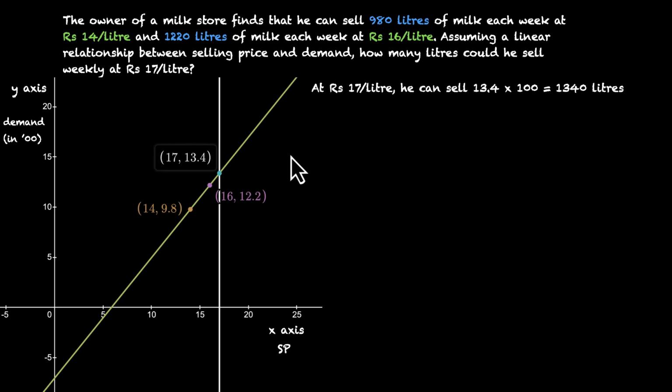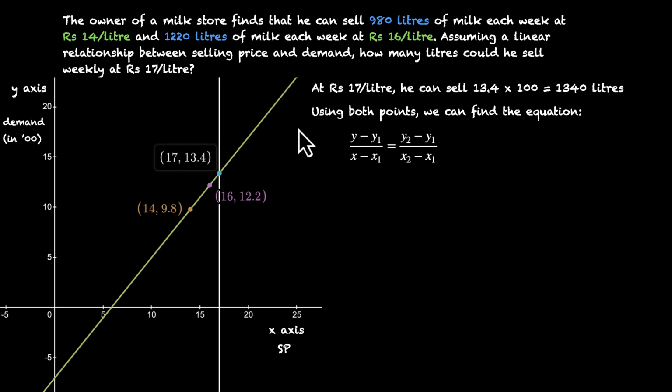Let's see how. We have these 2 points. Using both the points, we can find the equation. So equation of a line in 2-point form is this: y minus y1 by x minus x1 equals to y2 minus y1 by x2 minus x1. Plugging these 2 points, we have y minus 9.8 by x minus 14 equals to 12.2 minus 9.8 by 16 minus 14. This is the equation. We can simplify this. This becomes 2 times y minus 9.8 equals to 2.4 times x minus 14.